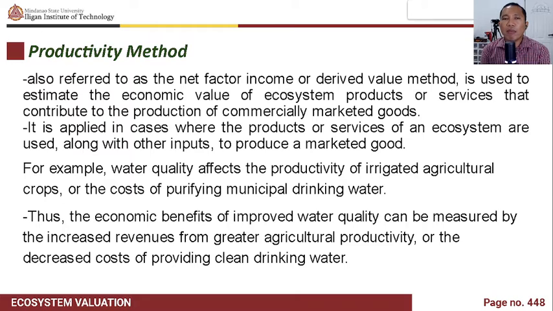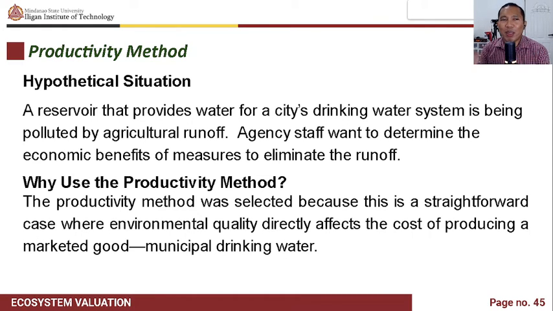For instance, water quality affects the productivity of irrigated agricultural crops or the cost of purifying municipal drinking water. Thus, the economic benefits of improved water quality can be measured by the increased revenues from greater agricultural productivity or the decreased cost of providing clean water. With the use of the productivity method, if you are familiar with the Cobb-Douglas production function, the input-output model, and data envelopment analysis model, you can have this productivity method.